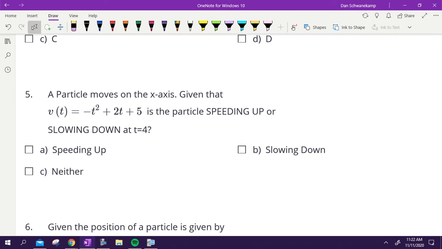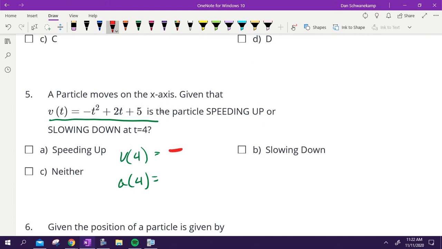Same signs. What has to be the same signs? Yep. I want to figure out what V of 4 is and what A of 4 is. You want to compare the signs on velocity and acceleration. This is a graph of velocity. To find V of 4, we're going to plug 4 in. Okay, you take 4, you plug it into that, you get a negative number.